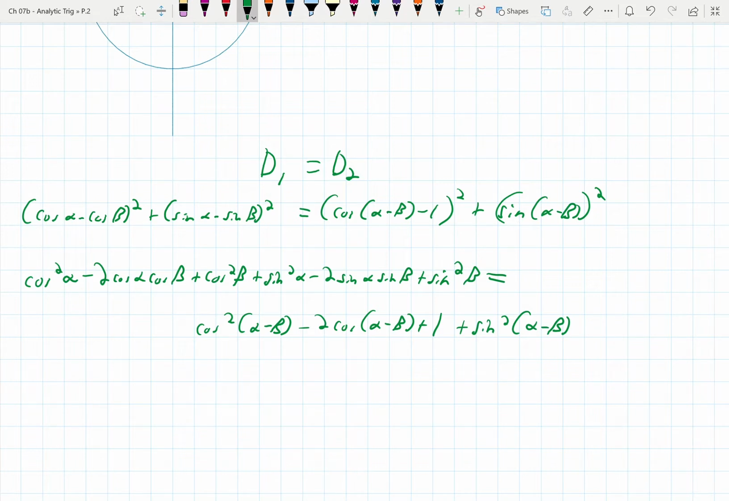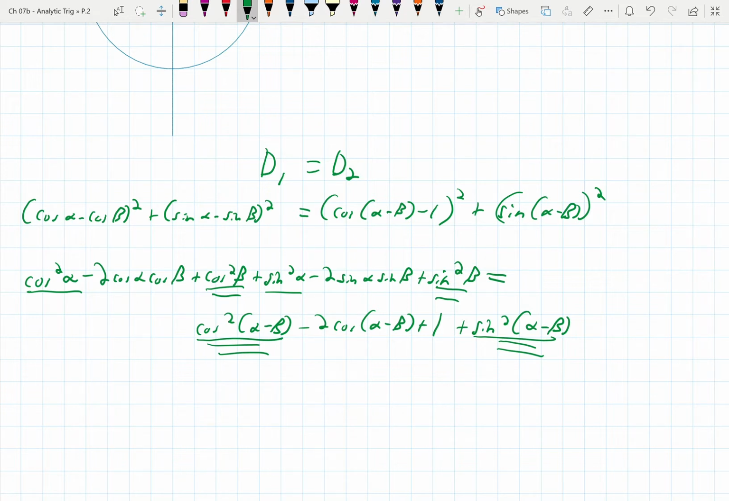Which is kind of a lot, but it's not. It's definitely doable. How is it doable? Well, for one, I know that cosine squared plus sine squared, so this and this give me a 1. This and this give me another 1. That's 2 on the left. This and this give me a 1. That's 2 on the right, so that's 1 plus the 1 that's there. So I have 2 on the left and I have 2 on the right, which means, guess what happens to the 2's?